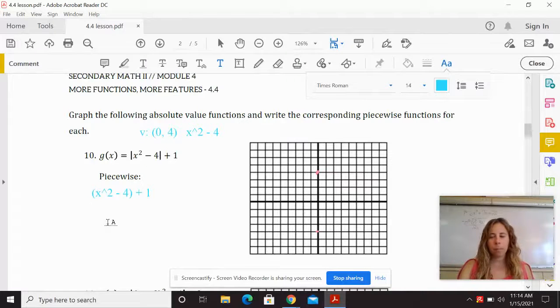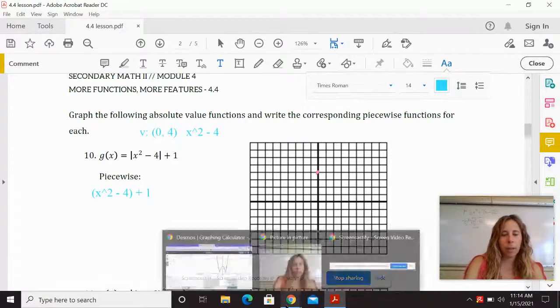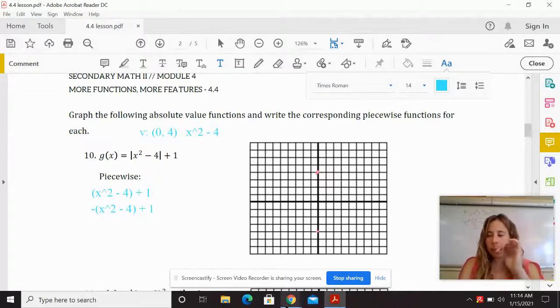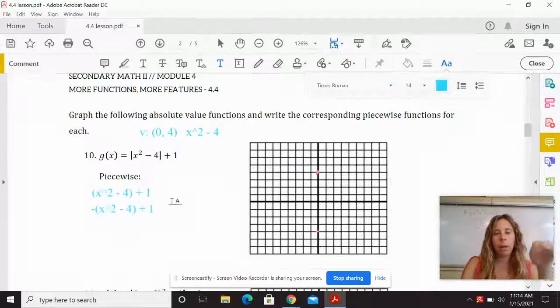So then your second piece is going to be the opposite. X squared minus 4. So the only difference here, you're replacing the absolute value with parentheses. Make sure you're writing this one carefully because there's a negative. You're not taking the opposite of all of it. The 1 is on the outside.